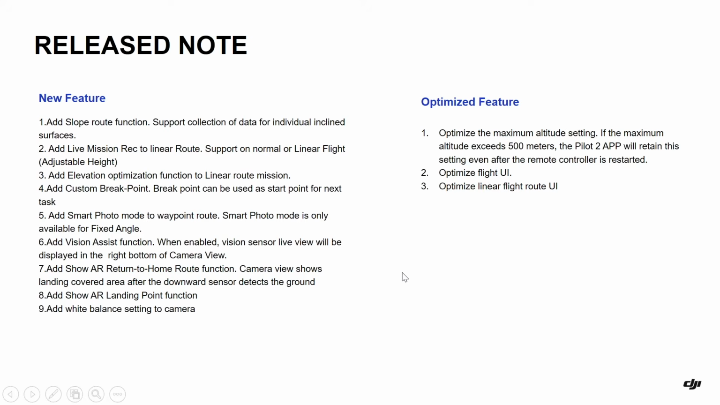The release notes, so covering everything that has been pushed out with this firmware. Number one is adding that slope function. We'll walk through that here in just a minute. Also adding live mission recording to linear routes.